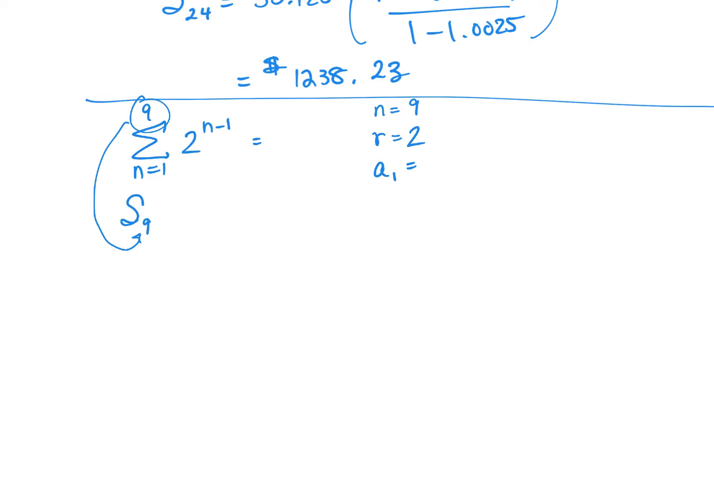And how do I find a sub 1? I'd plug in 2 to the 1 minus 1, right? Which is 2 to the 0, which is what? So a sub 1 is 1. So if I want to find s sub 9, I'm going to do a sub 1, 1 minus r to the n power divided by 1 minus r. So figure out what your sum is, and then we'll double check it. What do you get here? 511. Did everybody get 511?